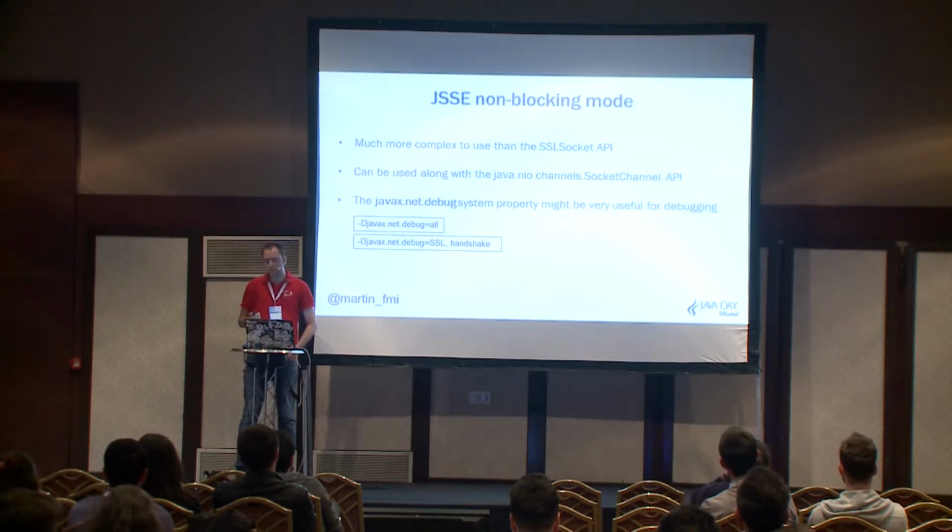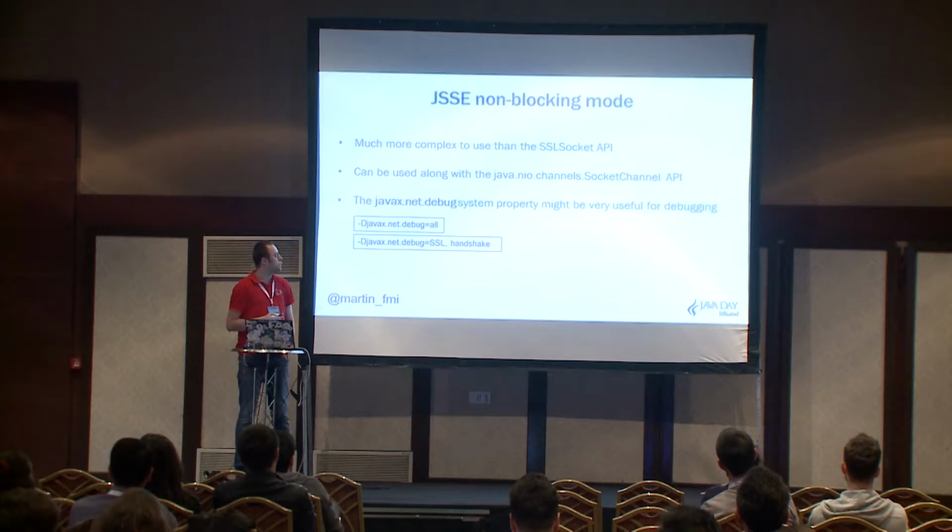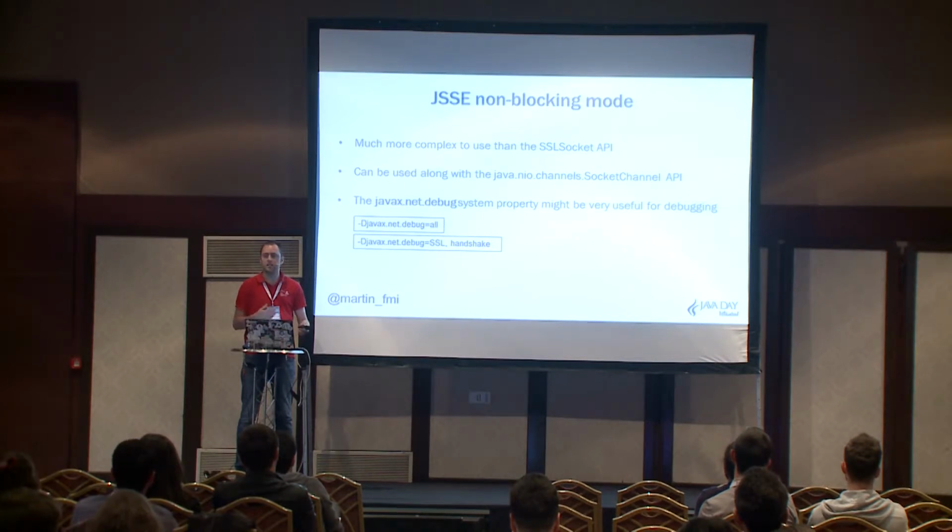As we said, it's much more complex than the standard SSL socket API. And we have two additional options that allow us to debug what's happening between the client and the server when they establish the TLS handshake process or when they start exchanging messages in a secure fashion. This property, javax.net.debug, is quite useful if you want to see what happens during the TLS handshake process or when messages are exchanged between the client and the server.